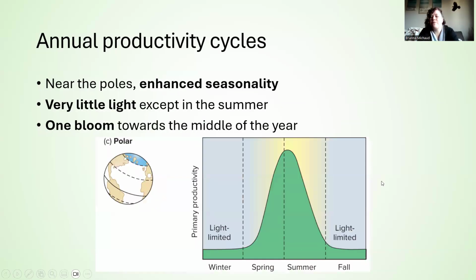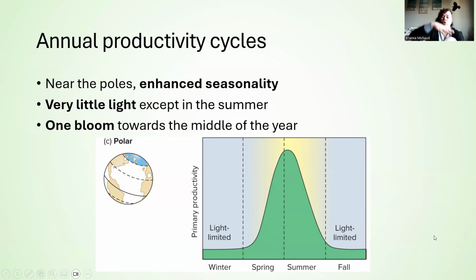Now at the poles, there's enhanced seasonality. So the seasonality is more extreme, right? For example, in the wintertime, if you're close enough to the poles, there are times of year where the sun doesn't come up, where it's just dark for 24 hours. And during the summer, there are times where it's light for 24 hours. So in the winter, there's very little light, and there's extra light in the summer. Summertime's really the only time we're going to have enough light for photosynthesis.